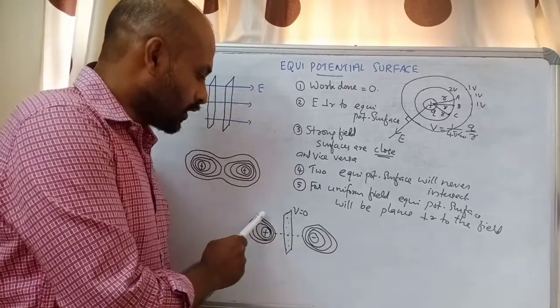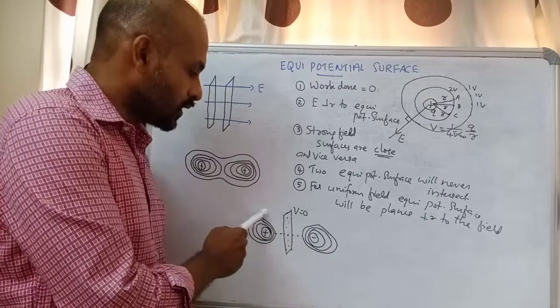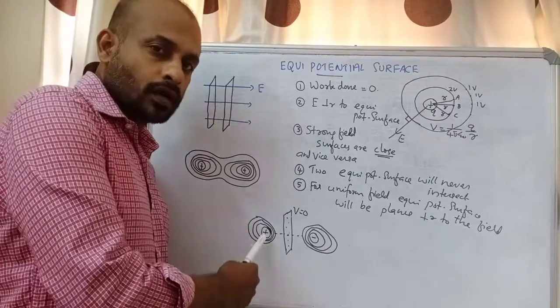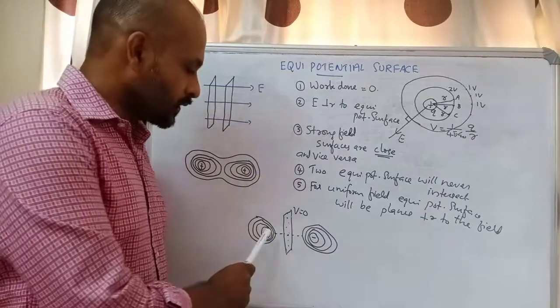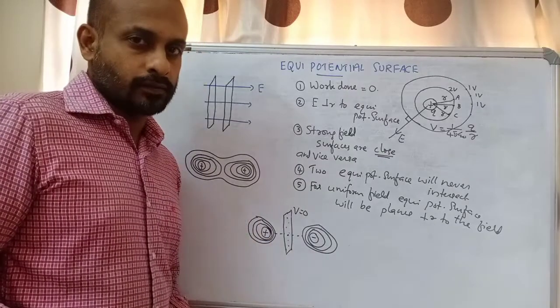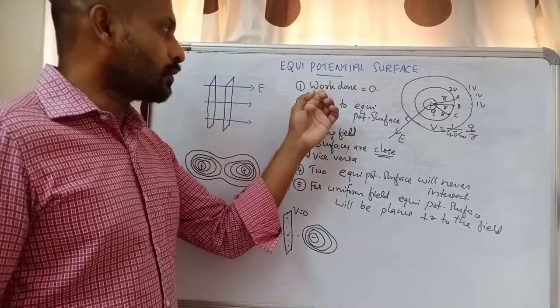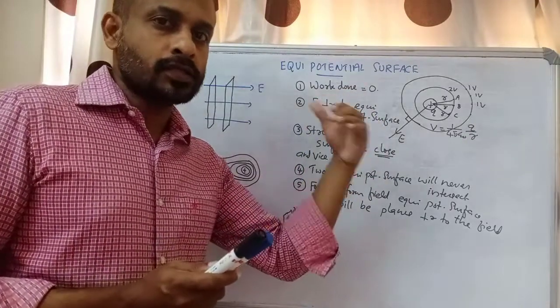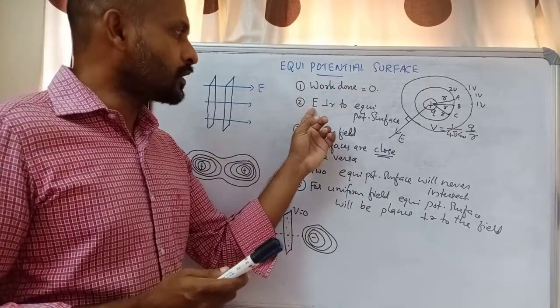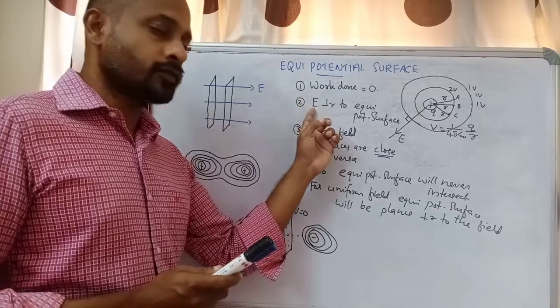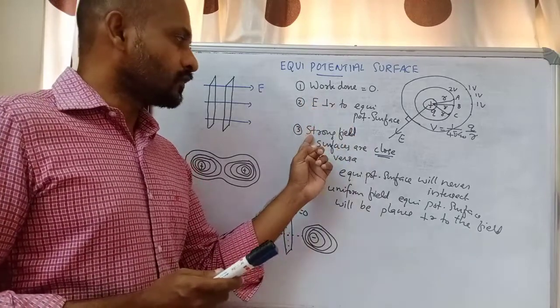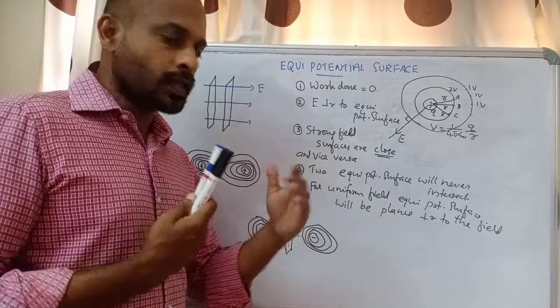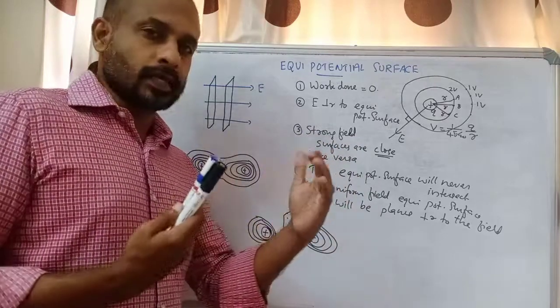And these are also equipotential surfaces. These bold lines also indicate equipotential surfaces for a system of dipole, 2 charges having the same magnitude and opposite sign. So the important points that you have to remember are: first, the work done to move a charge along an equipotential surface will be 0. Second, for an equipotential surface, the electric field is perpendicular to the surface. Third, for a strong field, surfaces will be close together, and for a weak field, surfaces will be far apart.